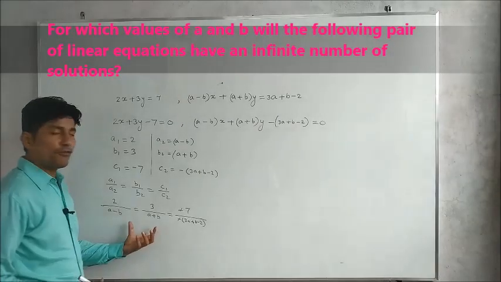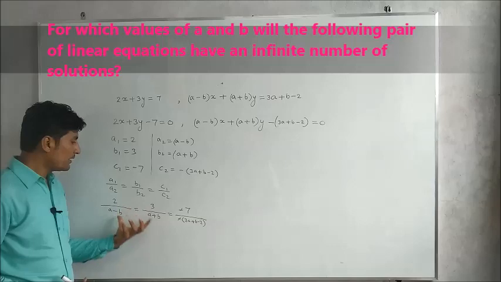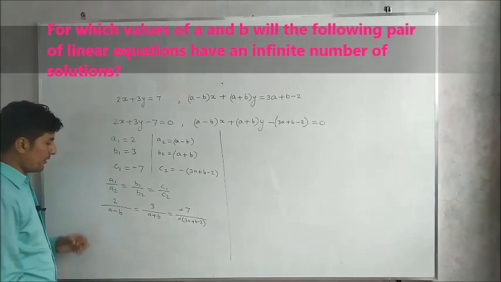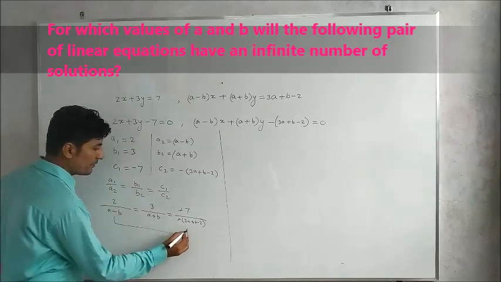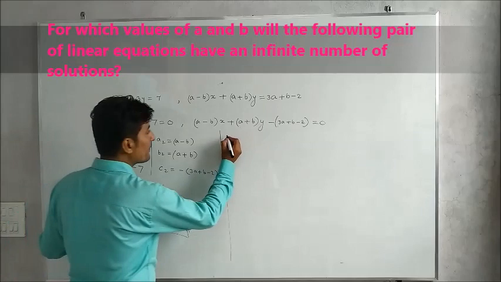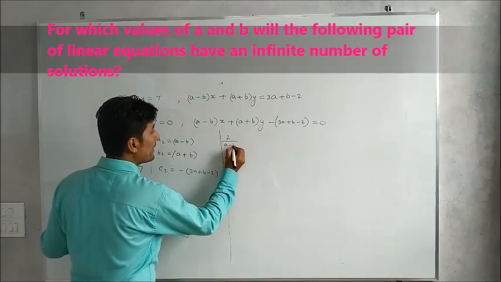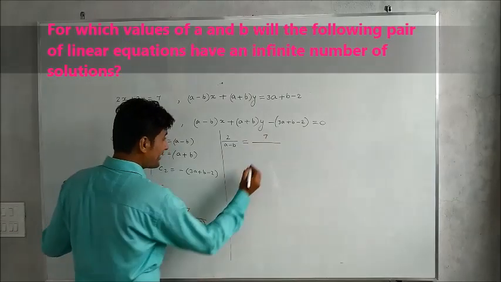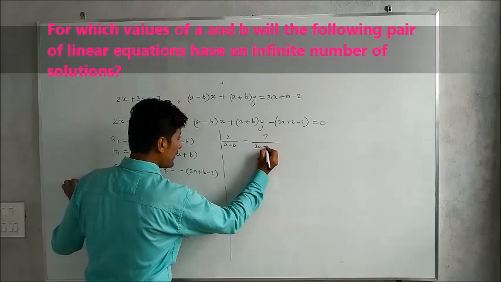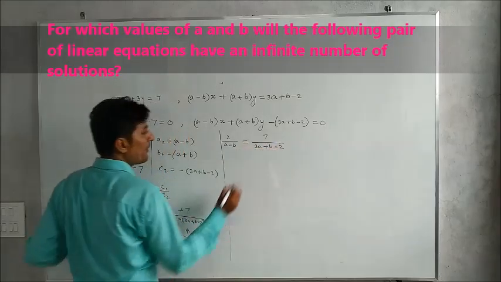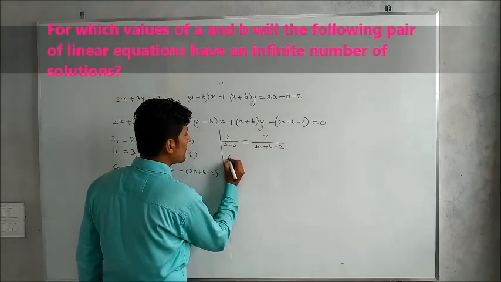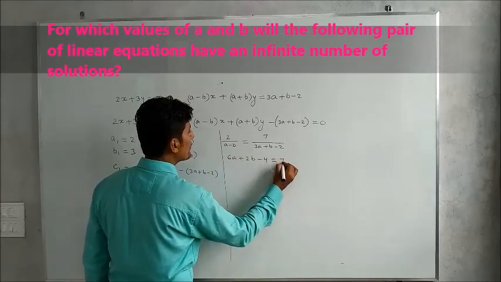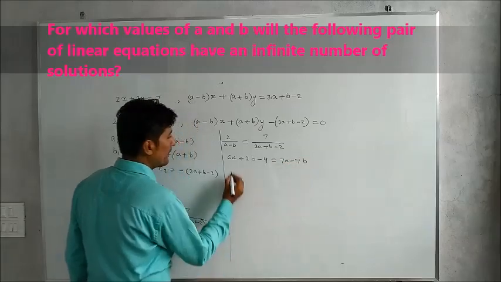After that, we have to form two linear equations from this equation. So let us see how to form two linear equations from this equation. First of all, we can equate these two: 2 upon a minus b equals 7 upon 3a plus b minus 2. After doing the cross multiplication, we will have 6a plus 2b minus 4 equals 7a minus 7b.